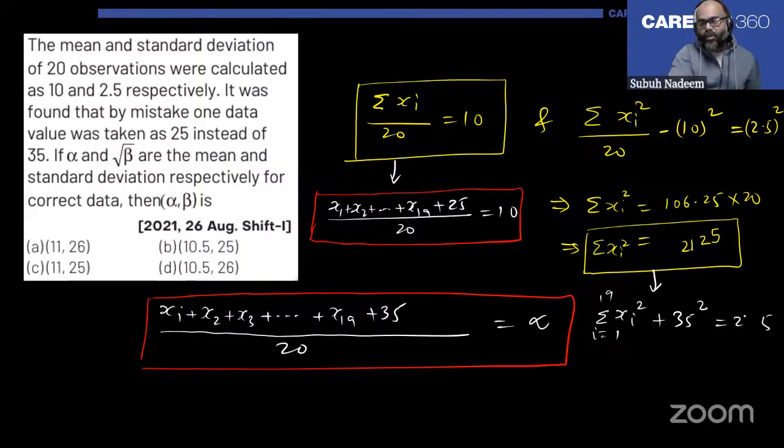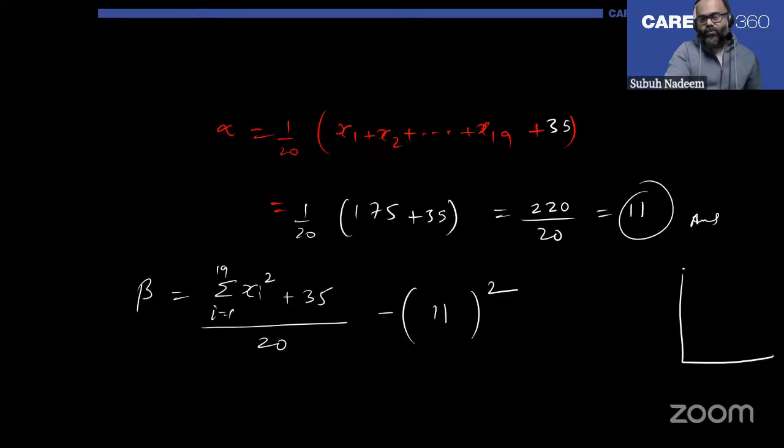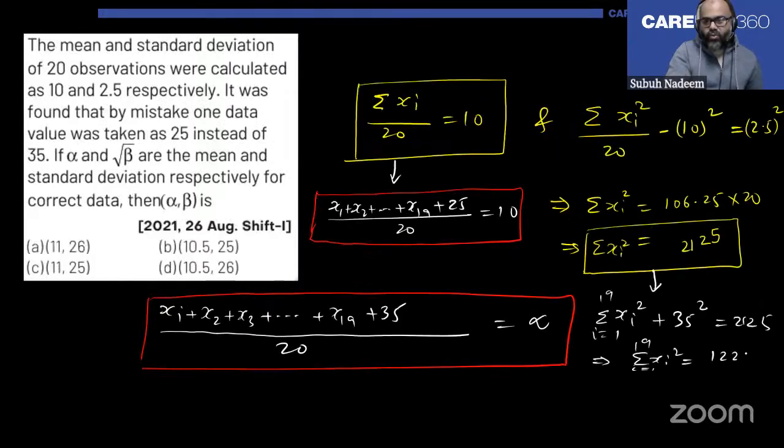It is 2125, which means sigma of xi square, i equal to 1 to 19, is equal to 2125 minus 35 square. 35 square is 5525, 2 carry, 175 it will become 5315, 1 carry, 39 10. So it will be 1225.